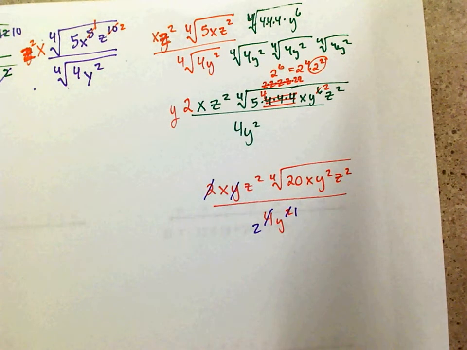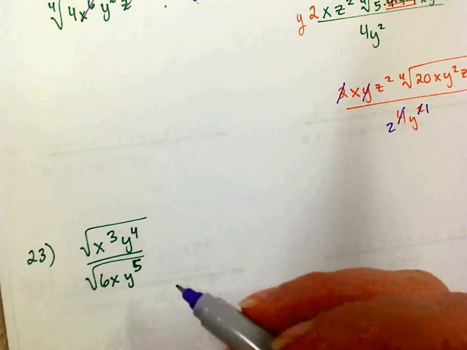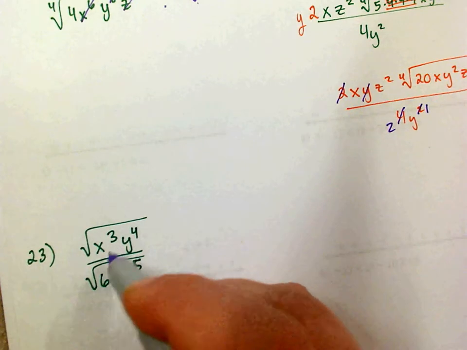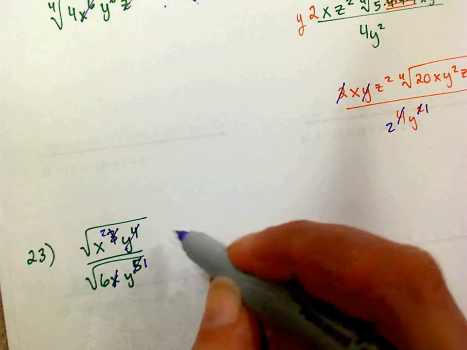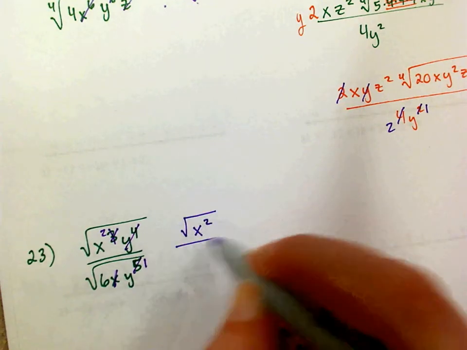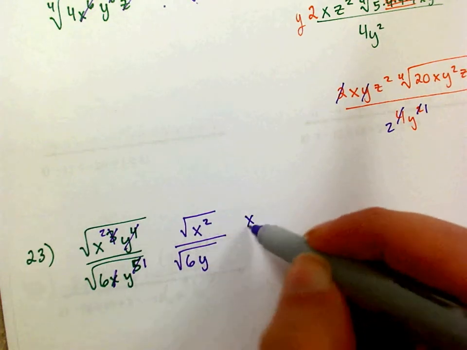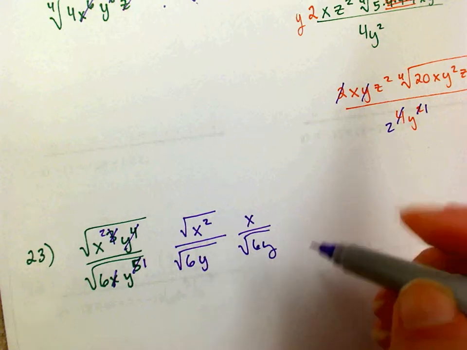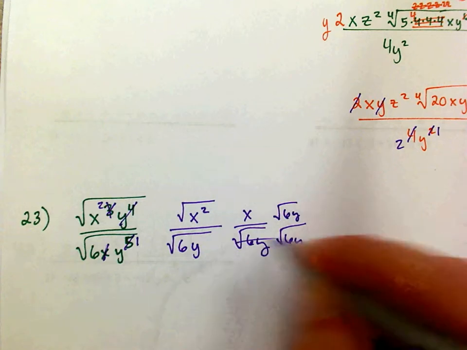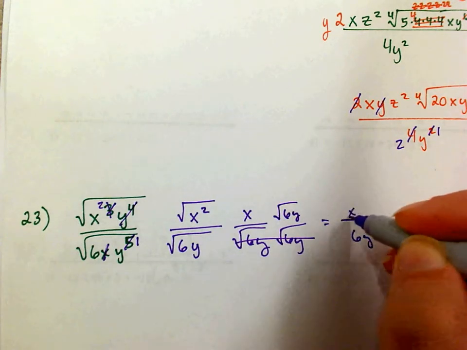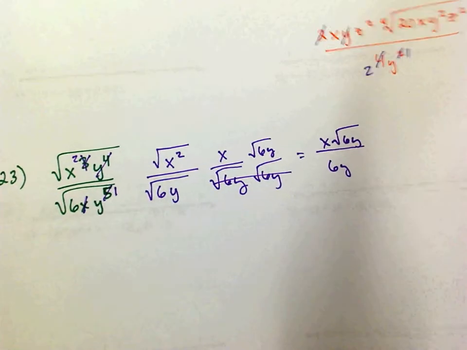Okay, let's do 23. 23, I want to cancel out one of these x's with one of those, leave me with 2 on top, and 4 of these with 4 of those, leave me with 1. So I've got the square root of x squared over 6y, the square root of that. The square root of x squared is just x over the square root of 6y. I don't want a square root in the denominator, so I multiply by the square root of 6y on top and bottom. That is 6y, so I've got x square root of 6y over 6y. And that's that. Okay, let's do 24.